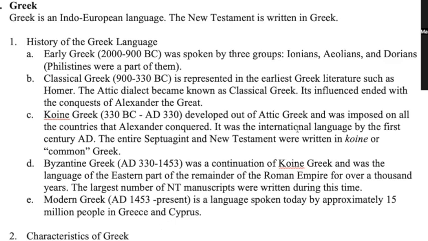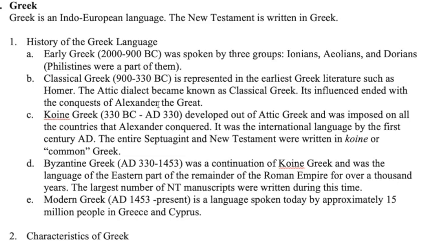So a history of the Greek language. The earliest Greek, spoken from 2000 to 900 BC, was spoken by 3 groups: the Ionians, the Aeolians, and the Dorians. And scholars believe that the Philistines came from these groups. Classical Greek was spoken from 900 to 330 BC. And it's represented in the earliest Greek literature, such as Homer.